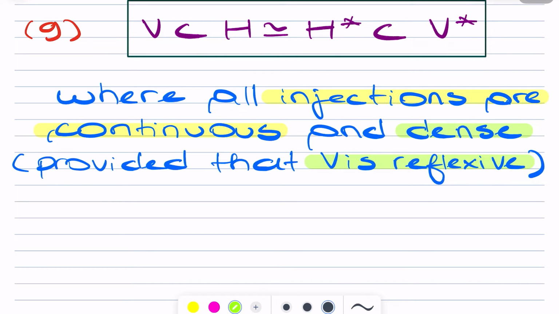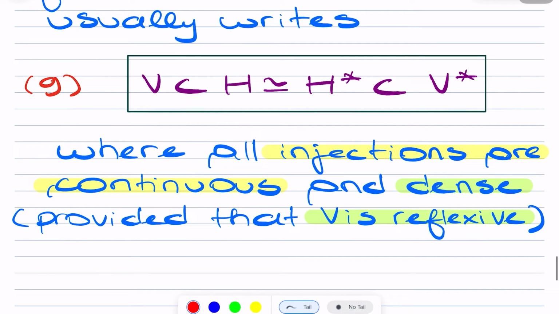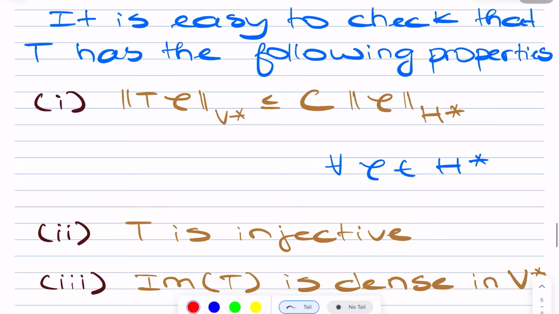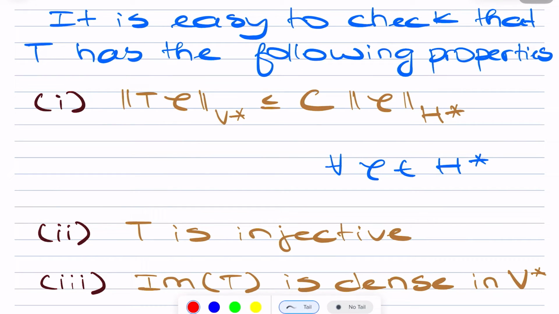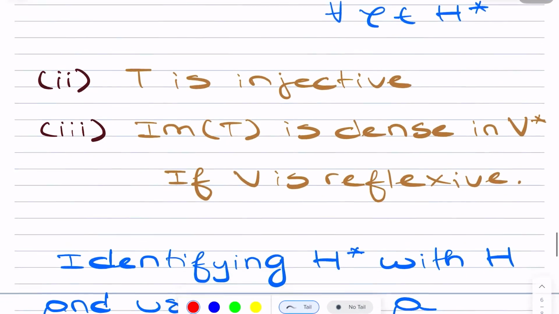Well, if you're lost, when I say that all injections are continuous, I mean the injection of V into H is continuous, the injection of H star into V star is continuous. Because you saw it here, this is how we characterized the continuous embedding of H star into V star.